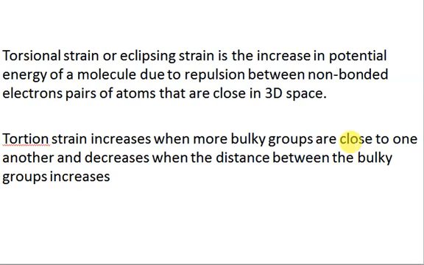Furthermore, they are also unstable because of the torsional strain, because the hydrogen atoms are closer to each other and they repel each other. They also have steric strain, because the hydrogen atoms are closer to each other in space and tend to repel each other.